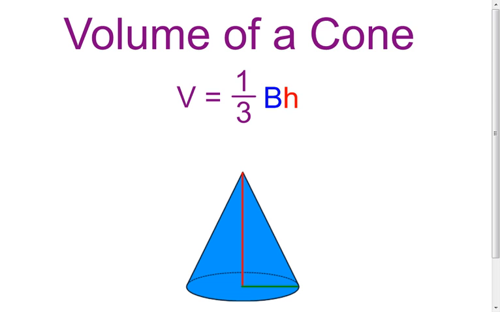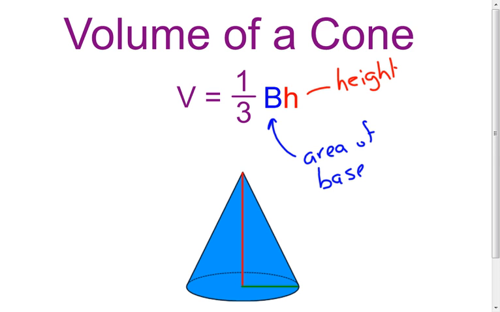Now obviously the base is going to be different in a cone than it would be in any pyramid. In the cone, we have a circle as the base. So in some places, instead of the big B for the area of the base, you'll see pi r squared, because that is the area of a circle. Remember, this is the area of the base. Make sure you know that. And then h is the height of the cone.